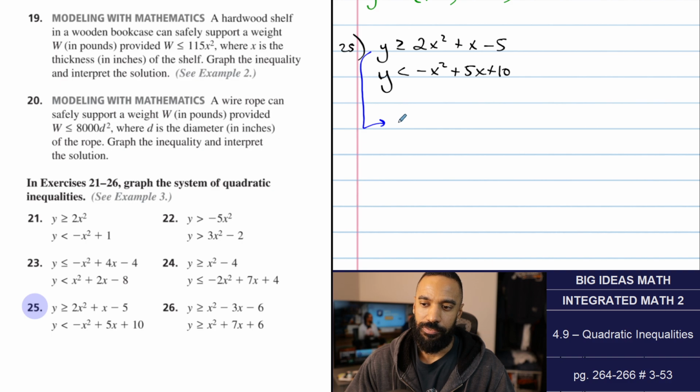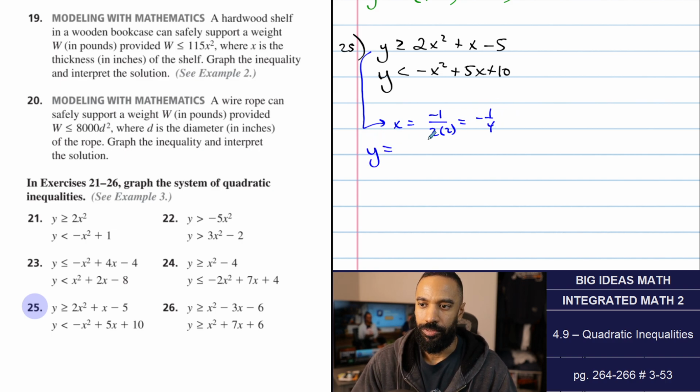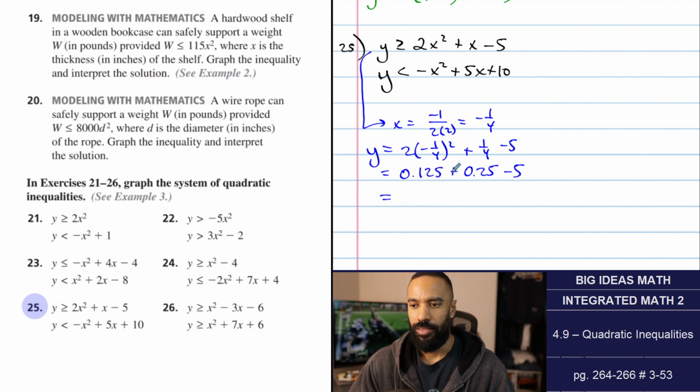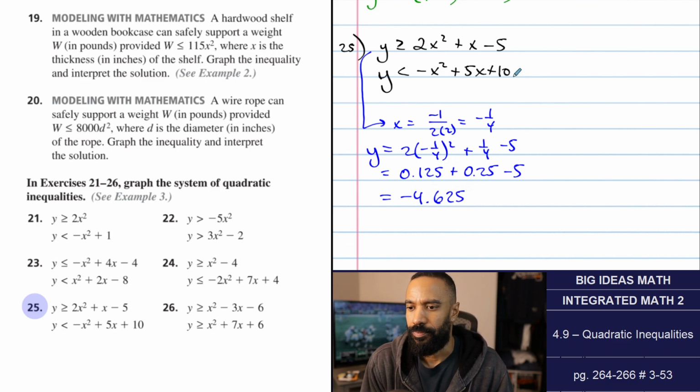Okay, for the axis of symmetry, negative b over 2a. That's negative 1/4. So the y value, I'll use decimal form. 1/4 squared is 1/16 times 2 is 1/8, so that's 0.125. And this is plus 0.25 minus 5. That's 0.375 minus 5, which is negative 4.625. I think that's negative 4 5/8. I'll confirm, at least we'll know the y-intercept.